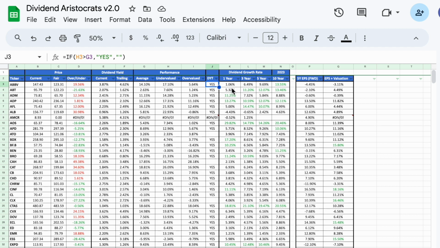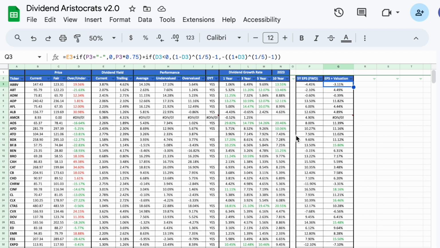And since I already collected all of the dividend data, I can easily view the 1, 3, 5, and 10-year dividend growth rates. And for good measure, I also pull in the 5-year earnings per share growth forecast and combine it with the current dividend yield and the valuation to get a rough forward-looking return estimate for each stock.